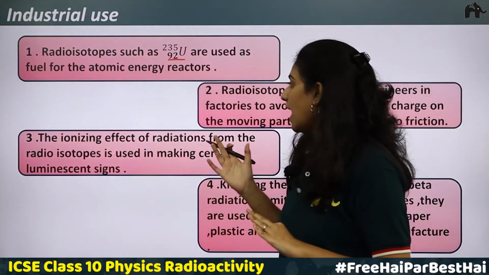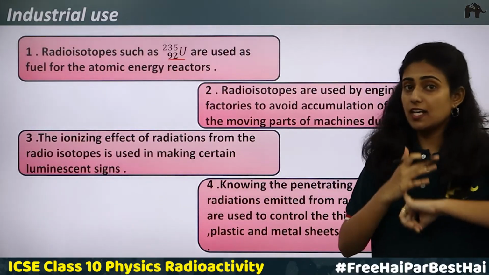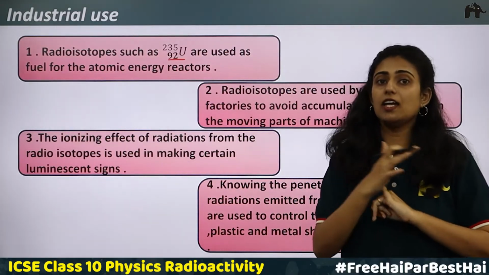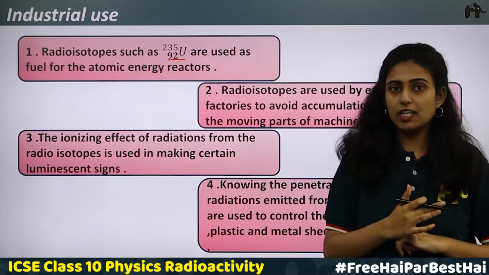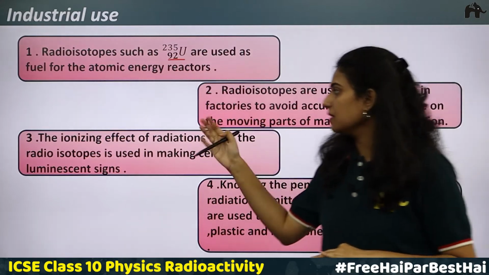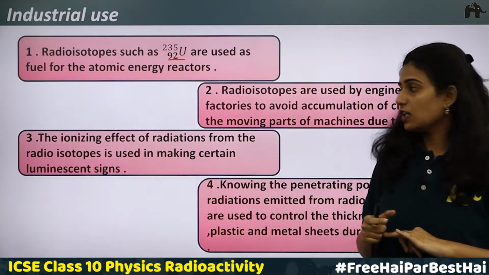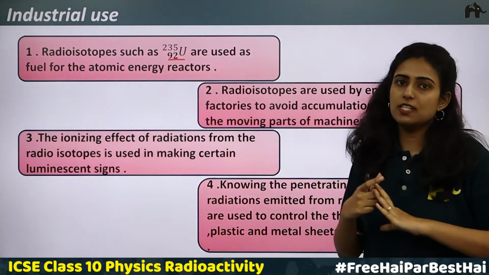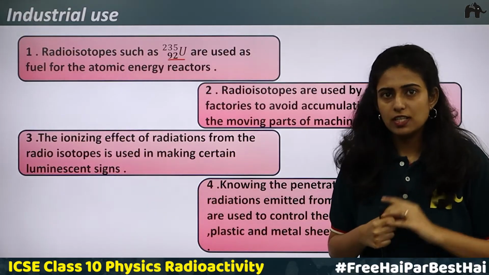Next, the third point, the ionizing effect. We have studied the ionizing power and the penetrating power. Ionizing power is maximum in the case of alpha radiation and penetrating power is maximum in the case of gamma radiation. The ionizing effect of radiations from radioisotopes is used in making certain luminescent signs. Luminescence, we know, is a glowing effect.